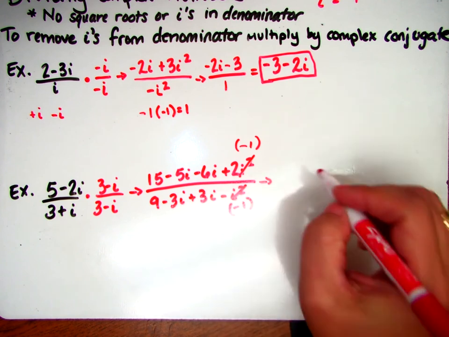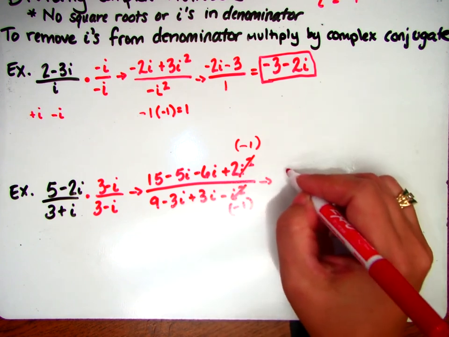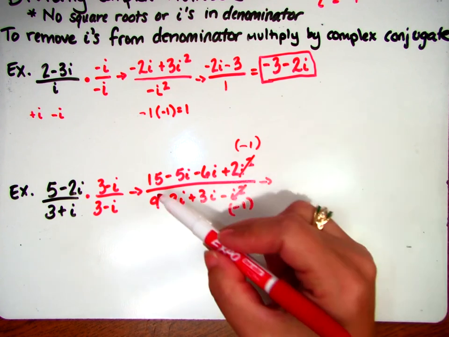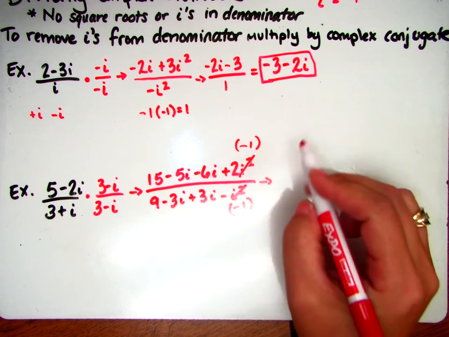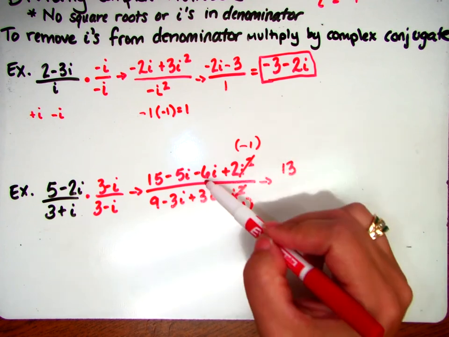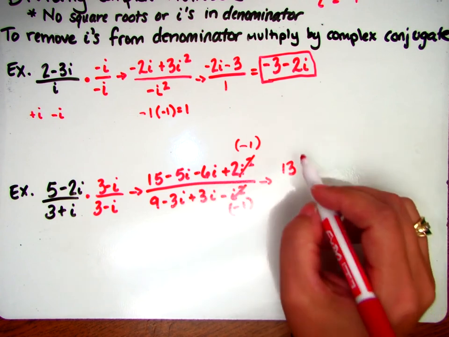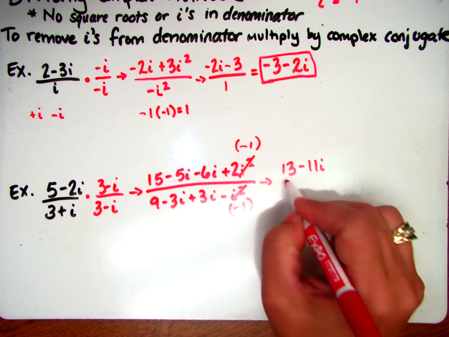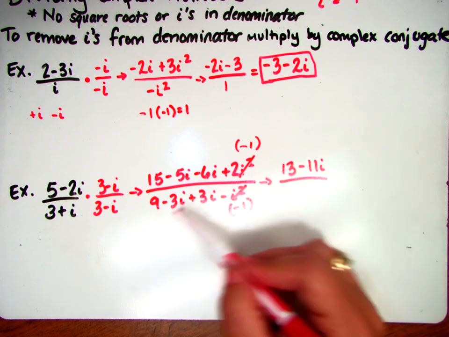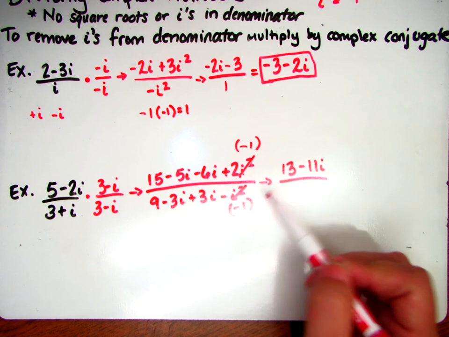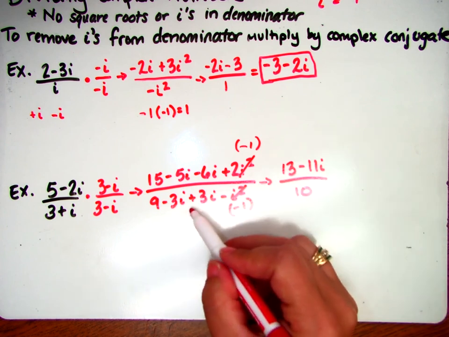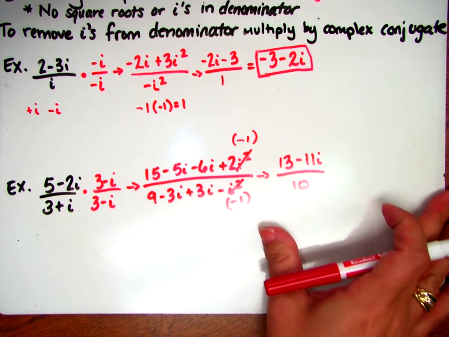Now I'm going to start combining. 15 and a negative 2 gives you 13. You have a negative 6i and a negative 5i, so that's negative 11i. In our denominator, we're going to have a 9 and a 1, so we get 10, and the 3i and the negative 3i cancel, so I have no more i's.